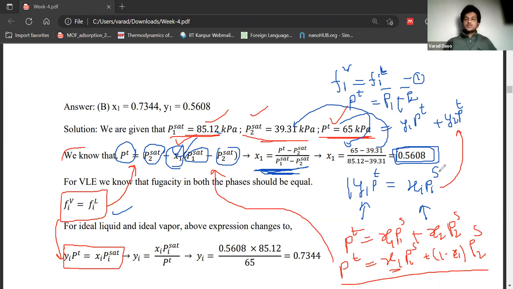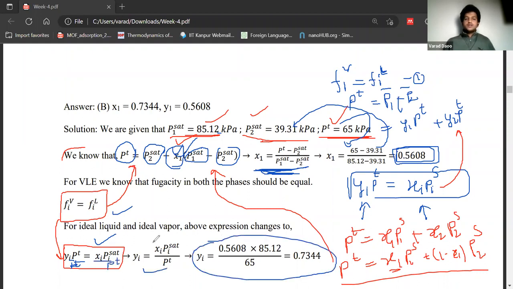Similarly, you use this expression and rearrange it to calculate yi. You can just divide both sides by Pt. You end up with this expression, and we just calculated x1, right? Pis is already known to us, so is Pt. You just put in the known values and you'll be able to get the final answer.